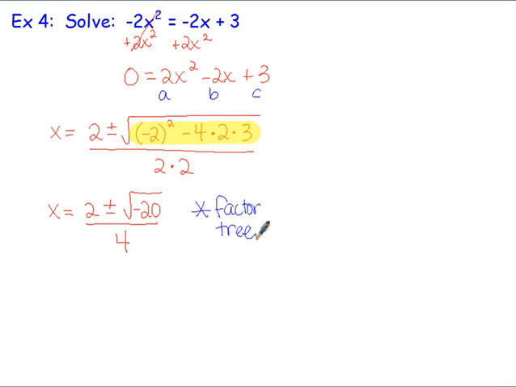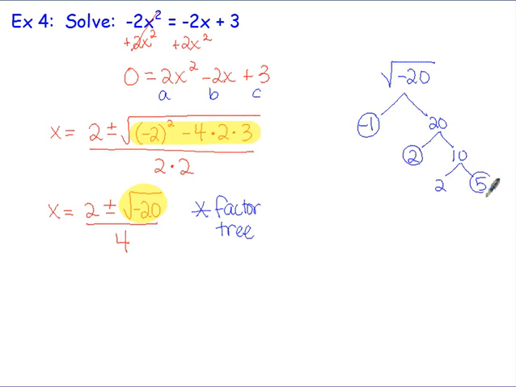So I'm going to bring this square root of -20 over here. Well, when we make a factor tree with a negative, we always start with -1 and then the +20. This is going to be your I. 20 is 2 times 10. 2 is a prime number. 10 is 2 times 5. Those are prime numbers.